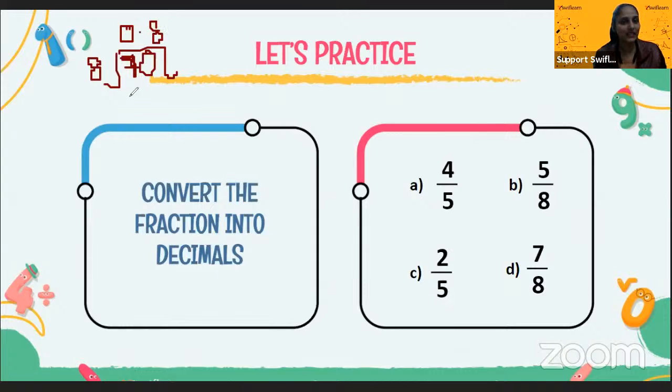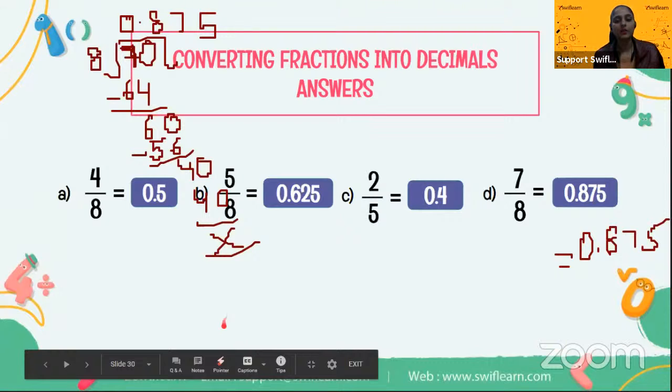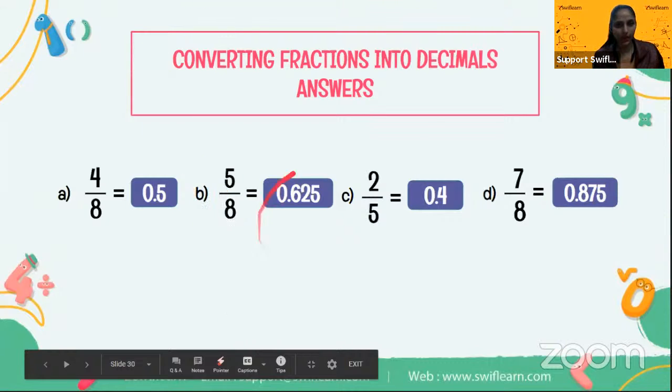8 8s are 64, right? So here I am having remainder as 6, right? Again I will put 0. 8 7s are 56, right? 56. Remainder is 4. It means I will make it 40. 8 5s are 40. So it means my answer for this question is 0.875.